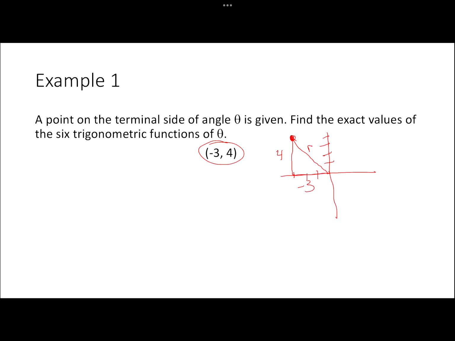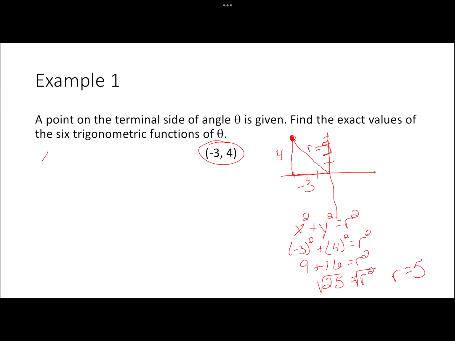So use our Pythagorean theorem, x squared plus y squared equals r squared. So this is going to be -3 squared plus 4 squared equals r squared. So 9 plus 16 equals r squared. 25 equals r squared. So square root this. R is radius. It's always going to be positive, so our radius is 5. So now I know my r is 5. So that tells us now that our x is -3, our y is 4, and our r is 5.